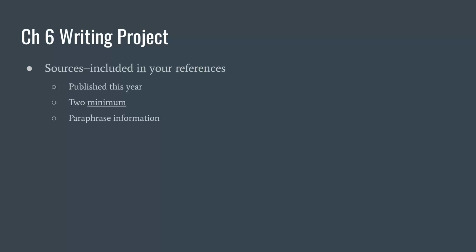Now, for your references, you should find something published this year. If you have an older reference and you really feel like that is going to work, then you need to ask me before you use it. Otherwise, it needs to be published this year. And you need to have a minimum of two of these sources. So, two reliable sources that are not the interview you're collecting.